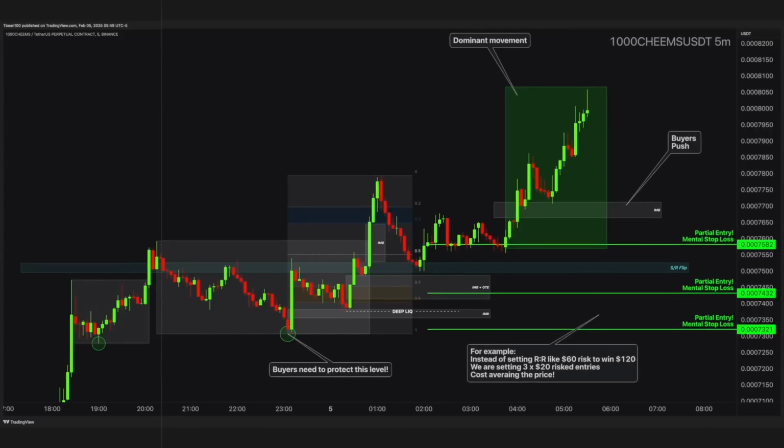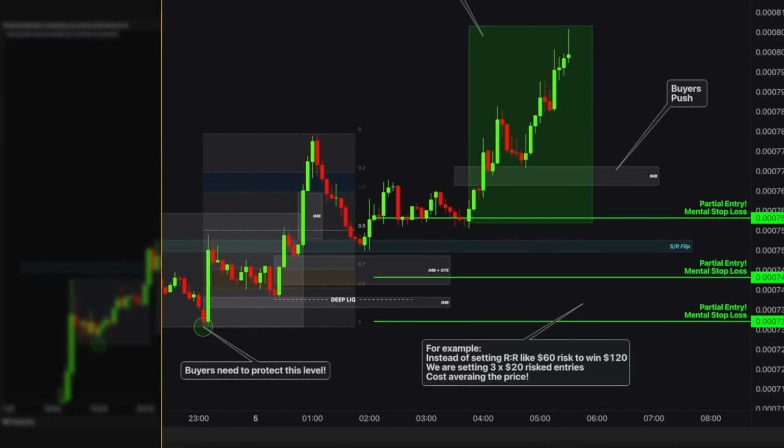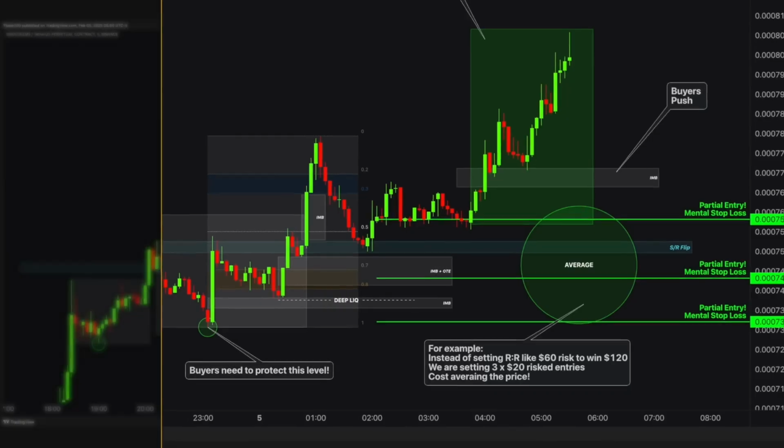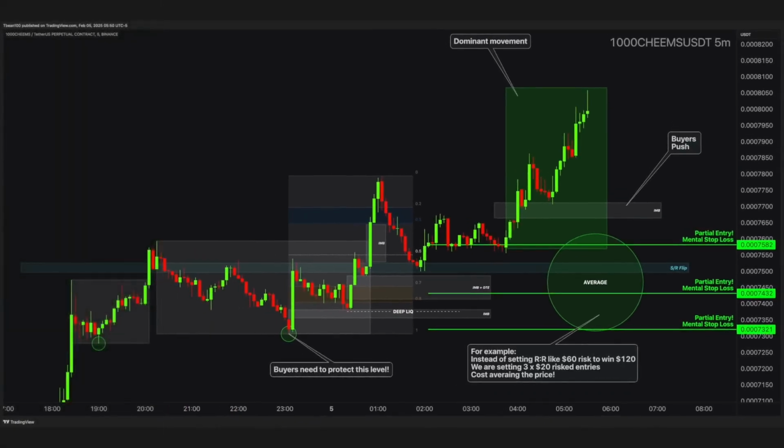So, what did we do here to avoid direct stop losses? For example, instead of using a risk reward like risking $60 to win $120 on a setup with 2 hours, what we did is we divided that $60 risk into 3 small pieces of $20. We made multiple entries with our mental and dynamic stop loss in case the price drops further. In another sense, we just created ourselves an average price.